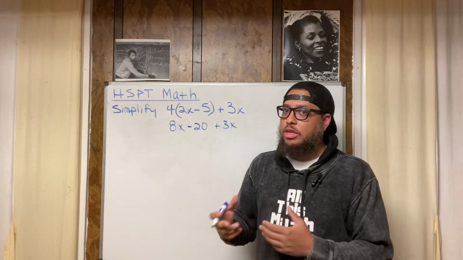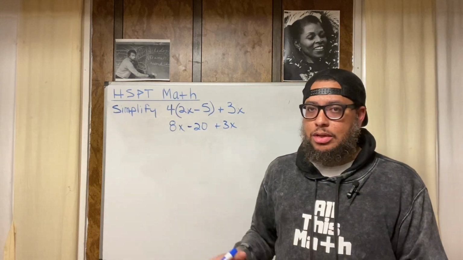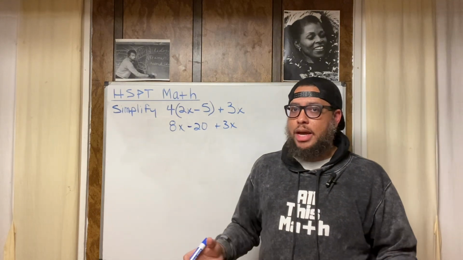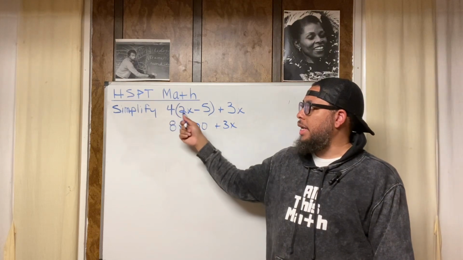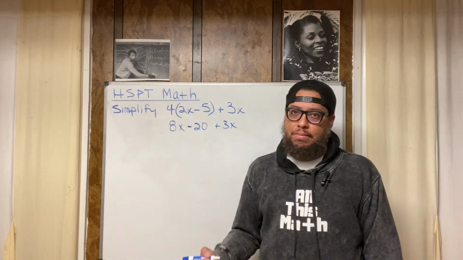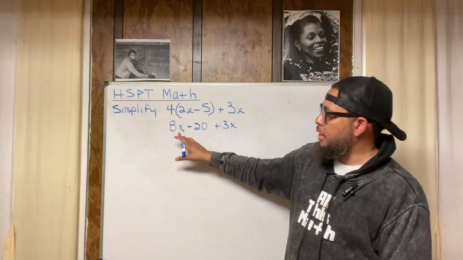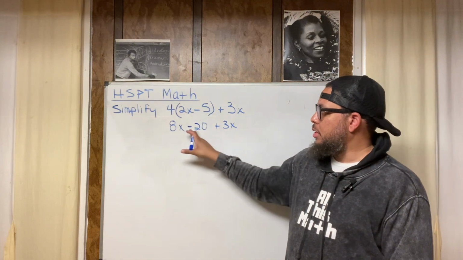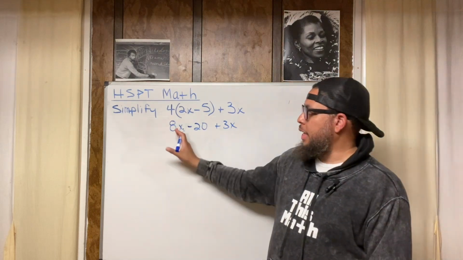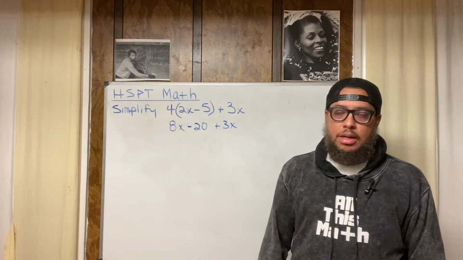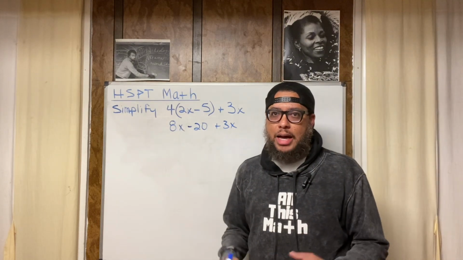You can multiply or divide terms when they're not considered alike. You cannot add or subtract terms when they're not considered alike. This is a 4 and this is a 2x. These are not like terms, but you can multiply them. But when it comes to doing addition and subtraction, you got to deal with like terms. So therefore, we can't combine 8x and -20. I repeat, we cannot combine 8x and -20.